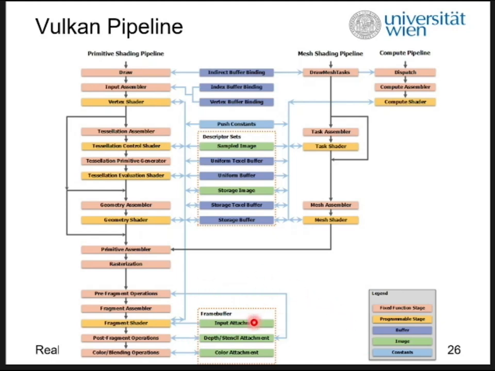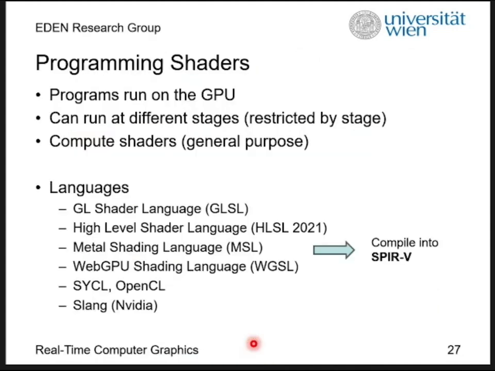Now here we have what's called a frame buffer. It has a couple of images attached to it. Let's call them input attachments, color attachments, and depth stencil attachments. So these are images. And whenever we draw something, it will land on one of these images. And this is then our output that is shown. So that's more or less it. Of course, we will go there in more detail.